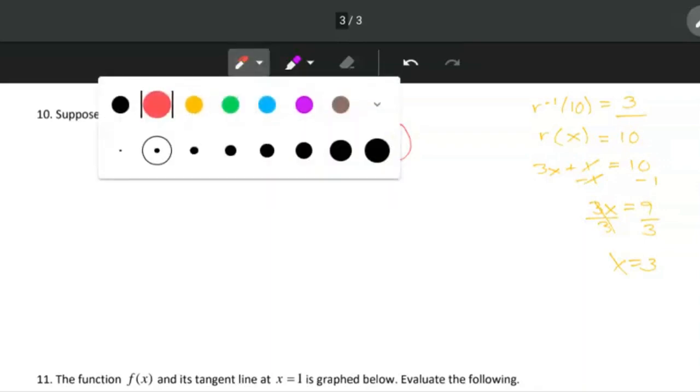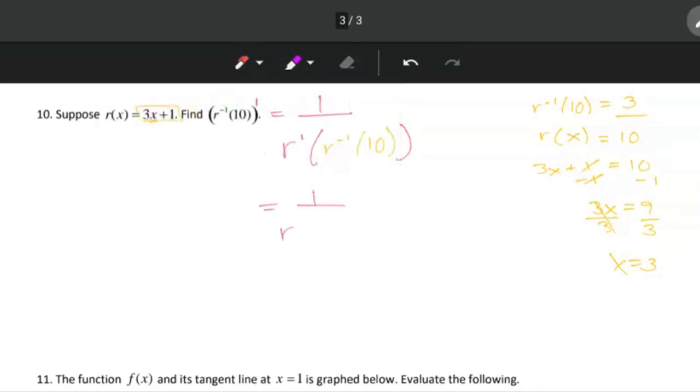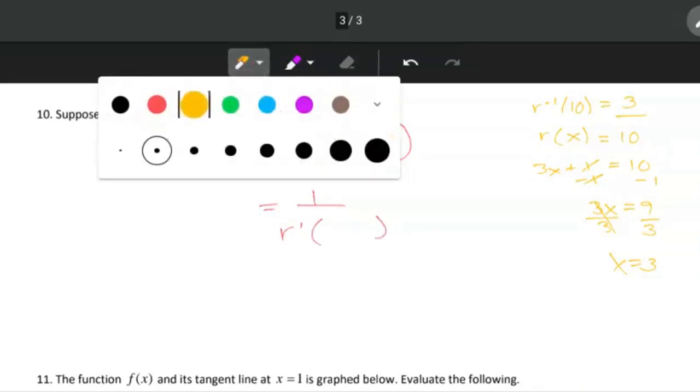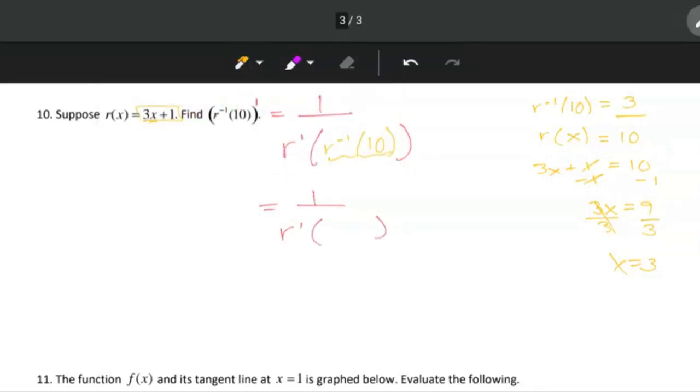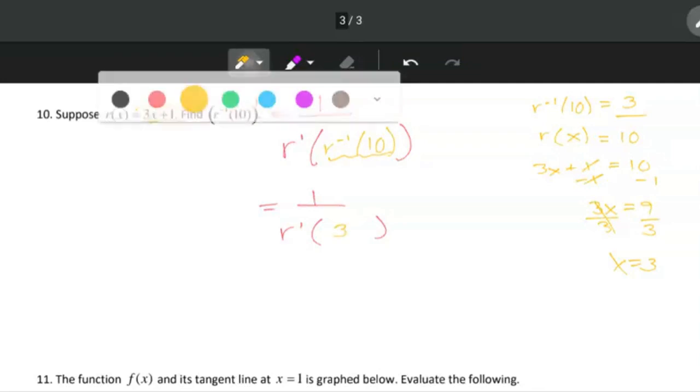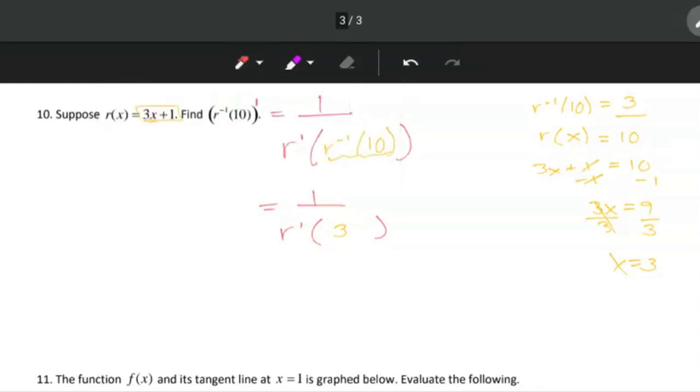So we go back to our original problem. We had 1 over r prime. We were trying to figure out what that inside function was, the inverse of 10. It was 3. So now for the denominator, we need r prime of 3. So first, find r prime. Derivative of 3x is 3. The 1 is a constant, just disappears. We don't even need to plug 3 in. R prime of 3, there's literally no x in there, so it's just 3. So 1 over 3 is the answer, 1/3.